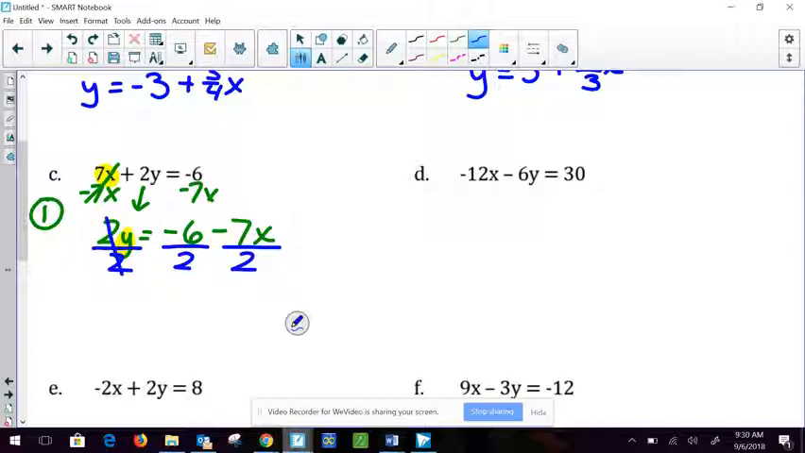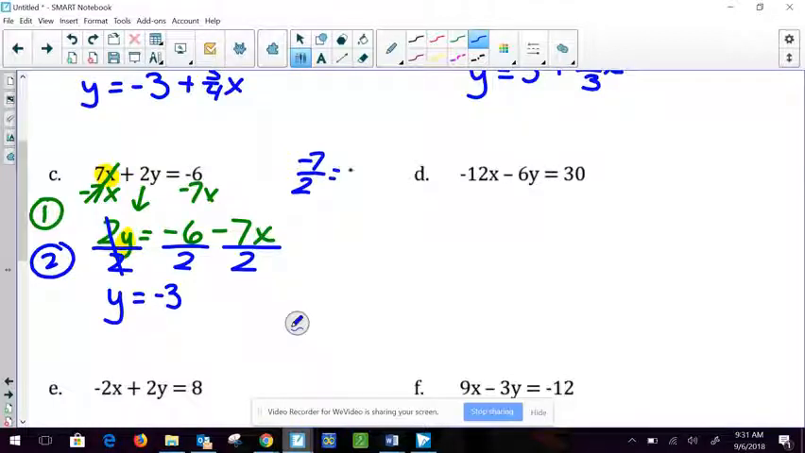When I do that, I have y all by itself, and now I divide. What is negative 6 divided by 2? Perfect, it's negative 3. And if I go on to the next one, negative 7 over 2, I'm going to write it up here, negative 7 over 2. If you look at it, we cannot reduce that at all.